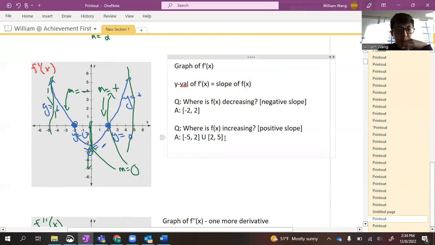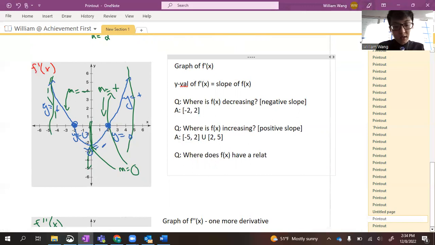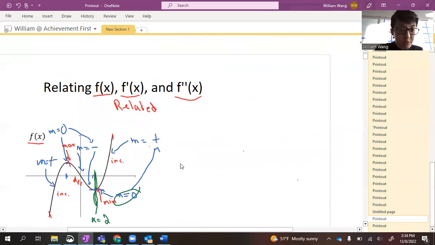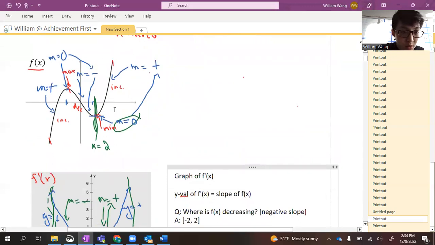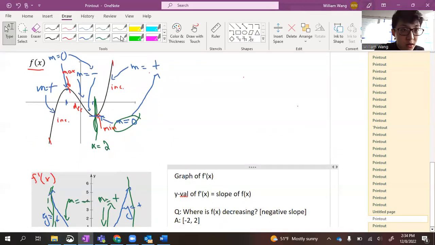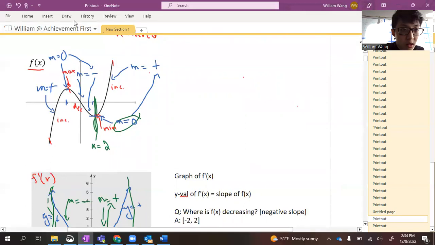All right, let's ask some more questions. I'll say, where does f of x have a relative minimum? Right, where does f of x have a relative minimum? Okay, and let's think about what happens at a relative minimum. At a relative minimum, you can see what I drew right here. What color should I use? I'll use red. You can see, I have a minimum right here.